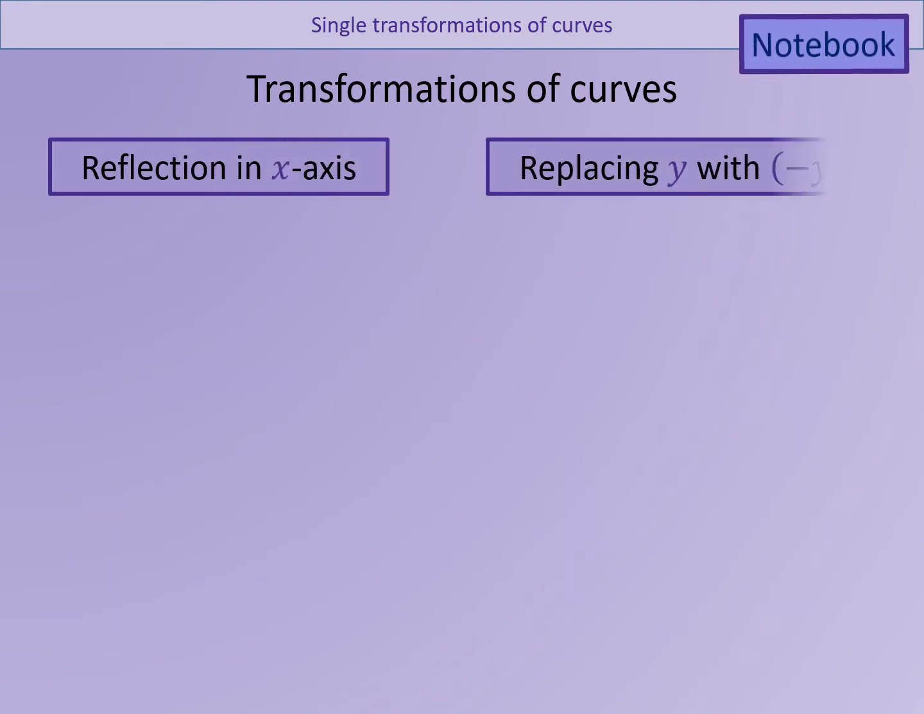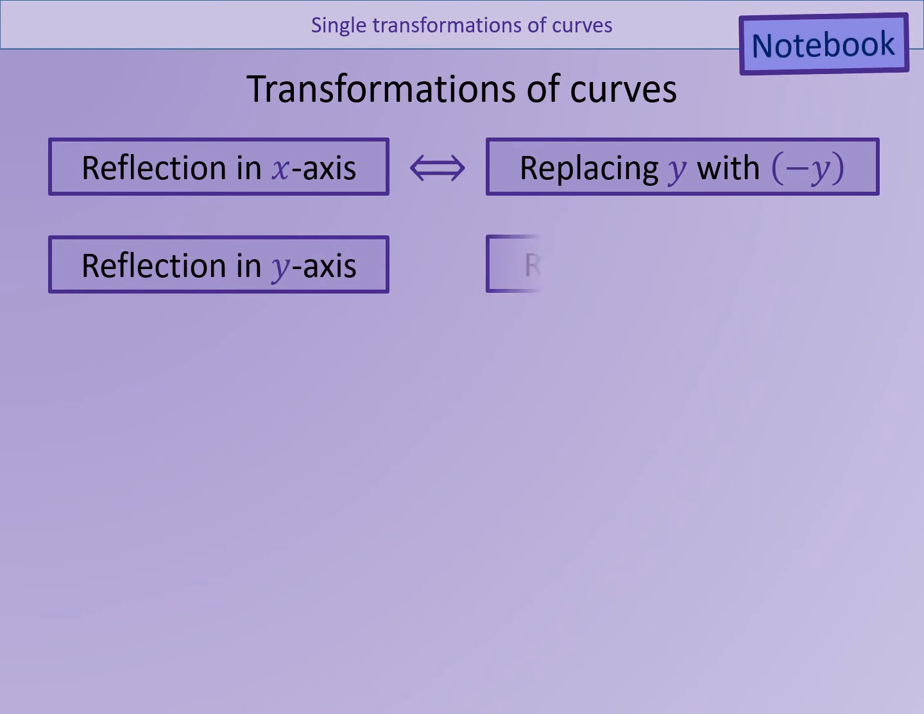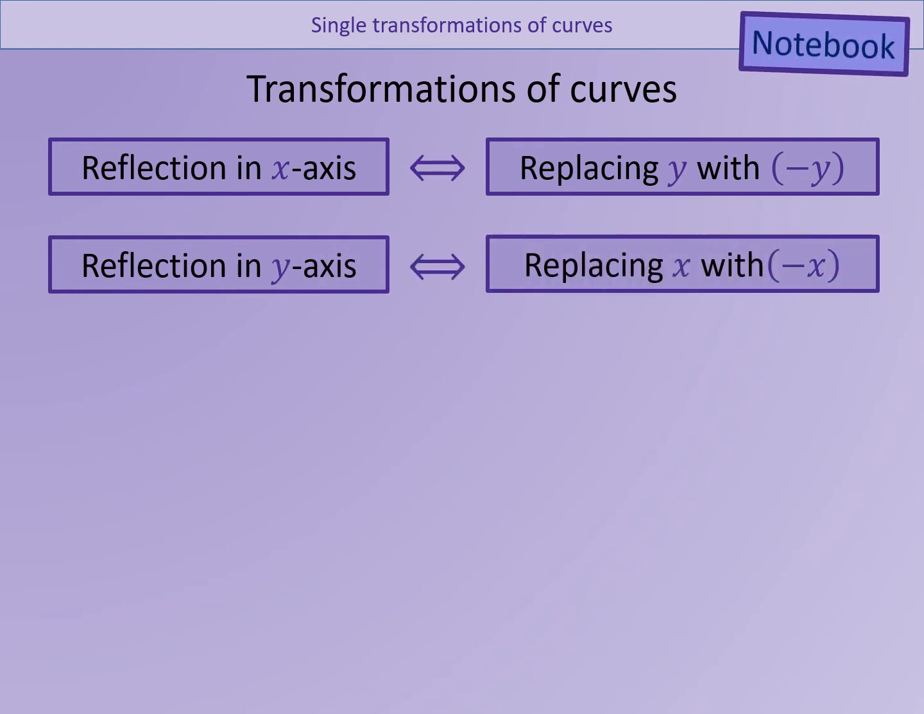Next we will look at a reflection in the x-axis. This can be found by replacing y with negative y in the equation. And for a reflection in the y-axis, we can replace x with negative x in the equation. Remember that the reason for this is that when we reflect a point in the x-axis, it's the y-coordinate that changes sign. And when we reflect a point in the y-axis, it is the x-coordinate that changes sign.